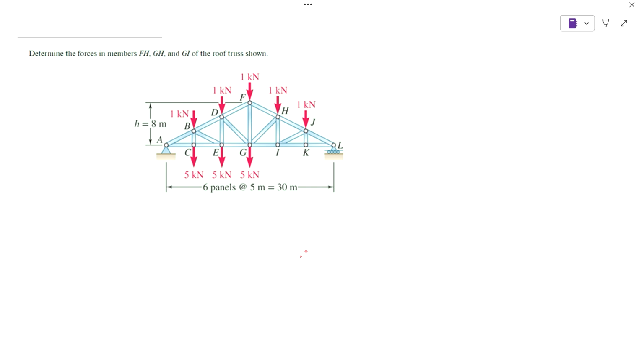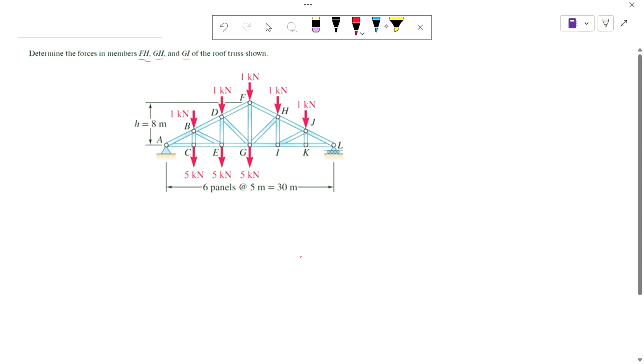Let us look at another example. In this example, they're asking us to compute the forces through members F to H, G to H, and G to I. That means we have to compute the forces through F to H, which is right here, G to H, which is right here, and G to I, which is right here. So evidently, a cut through here will help us.